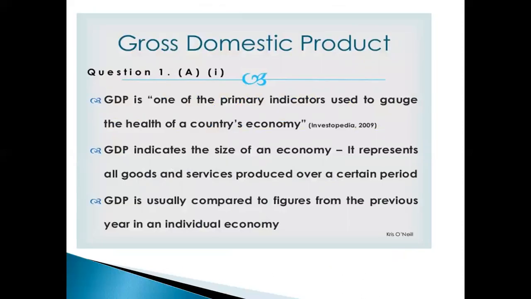Now, why are we calculating this GDP? There are 3 points. First, it is actually an indicator of the health of the country's economy. The more your GDP, the more you are producing, and the more healthy is your economy. Second, GDP indicates the size of an economy. If an economy is producing a large number of goods, then obviously it has a big size. And third, GDP is usually compared to the figure from the previous year. We obviously have to make the comparison, so that we can see how much growth has been done in terms of production.